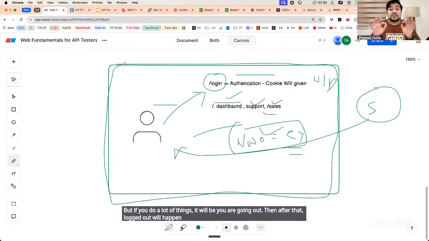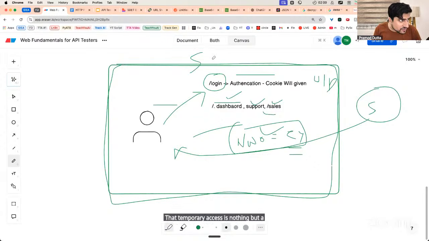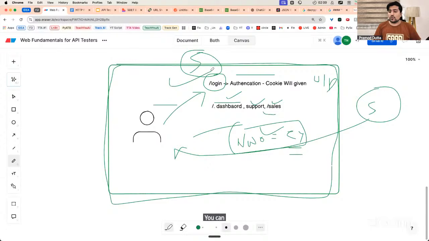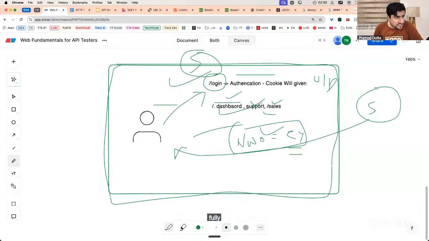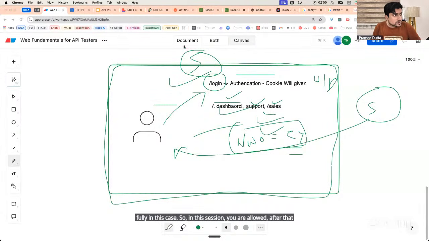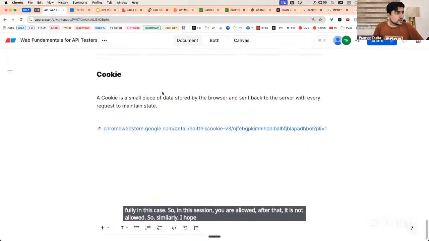Yes or no? Similarly, in hotels you are given a temporary access. That temporary access is nothing but a session. Is everyone with me? You can do whatever you want. It's like a temporary Airbnb which is given to you, but that is not yours fully. So in this session you are allowed, after that it is not allowed. So similarly, I hope now everyone understood what a cookie is.